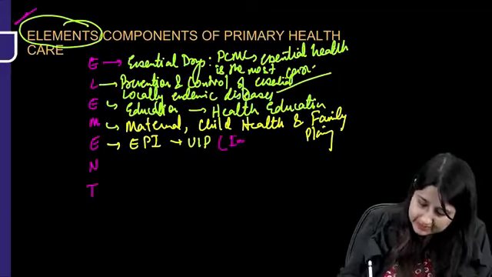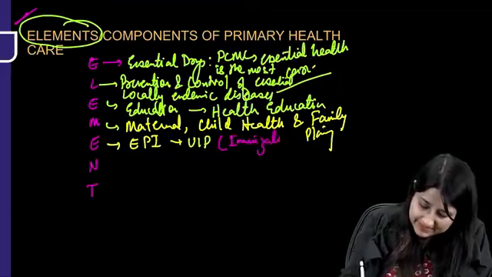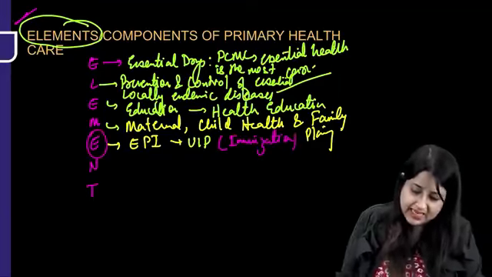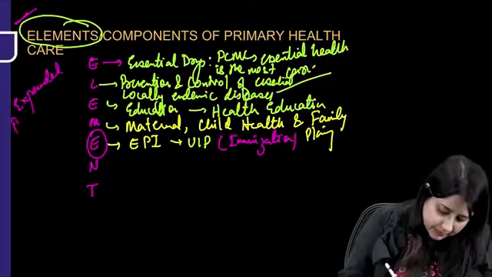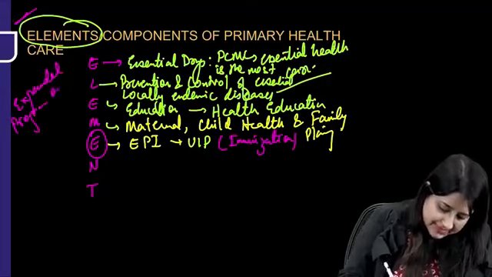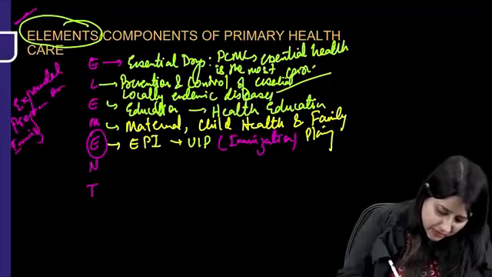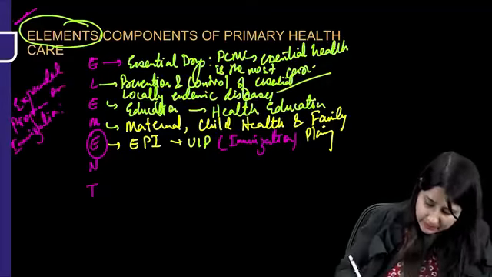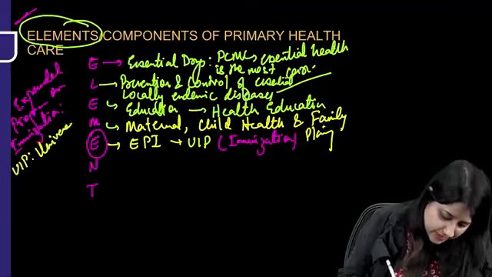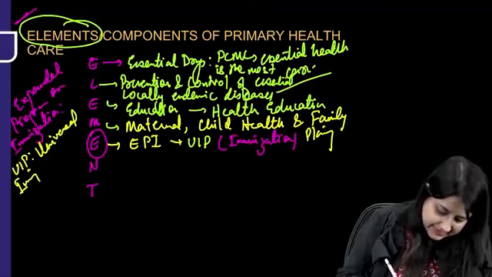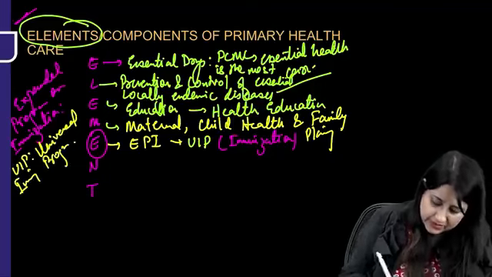So basically, to remember immunization, we've just put this as EPI. EPI was expanded program on immunization. And what has this become now, everybody? UIP. What is UIP? Universal immunization program.